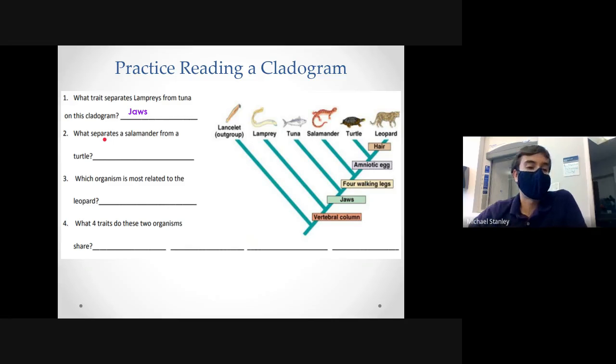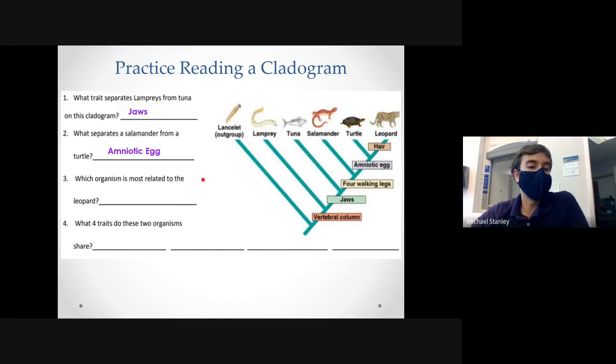All right, similar question. What trait separates a salamander from a turtle? So which trait does the turtle have that the salamander does not have? The egg one. I don't know how to say the first one. Amniotic egg is how you say that word. So yeah, salamanders are here, turtles are here. So this is where they branched off from each other. Salamanders do not have an amniotic egg, but turtles do. That's the thing that separates the guys up here from the guys over here. So that special type of egg. Salamanders do not have it, but turtles do.